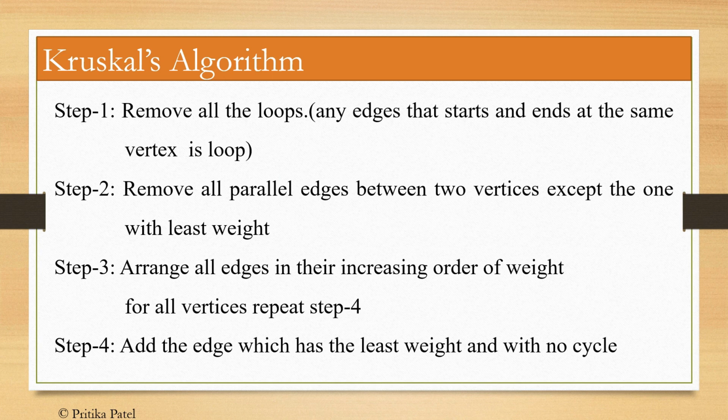Now next is Kruskal's algorithm. Step number 1, remove all the loops. Any edge that starts and ends at the same vertex is a loop. Step number 2, remove all parallel edges between two vertices except the one with the least weight. Step number 3, arrange all edges in increasing order of weight. For all vertices, repeat step number 4. Step number 4 is add the edge which has the least weight and with no cycle. Right? So these are the steps for Kruskal's algorithm.